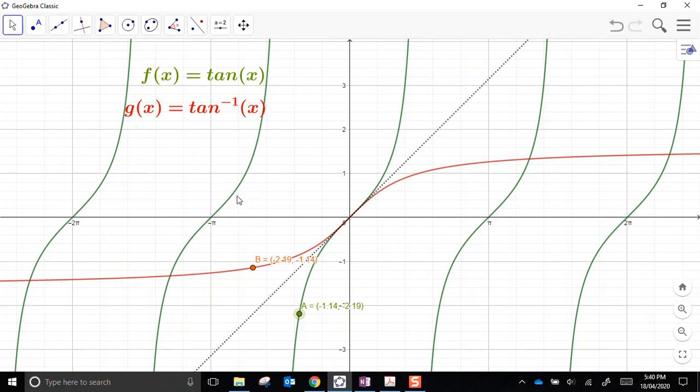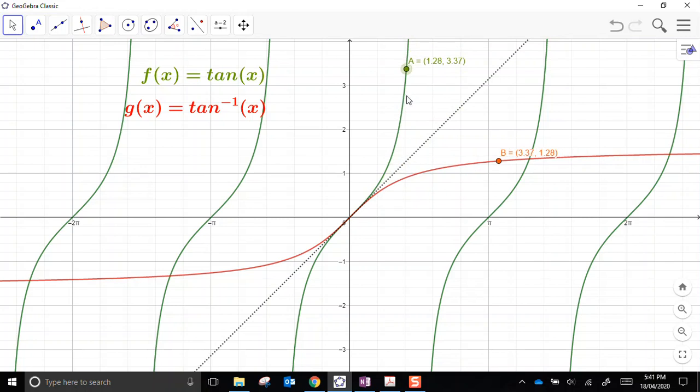If it did have a reflection, it would be further down here, and then we would again be breaking the rule for definition of a function. The red graph would fail the vertical line test if there was another copy of this further down. So therefore we will have to limit the domain of the tan function, the original f of x, the green one, to be negative pi over 2 to positive pi over 2. That way we'll have a well-defined inverse.